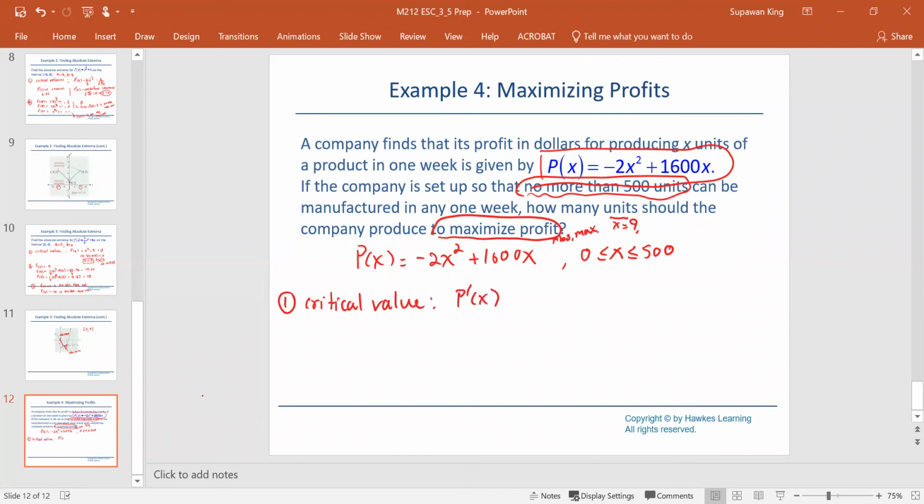First, the derivative of P, which is negative 4x plus 1600. Let it be 0, because we do not have to consider the case that the derivative is undefined. We have x equals negative 1600 divided by negative 4, which is 400. And 400 is between 0 and 500. So we keep this as a critical value to move on to the second step.